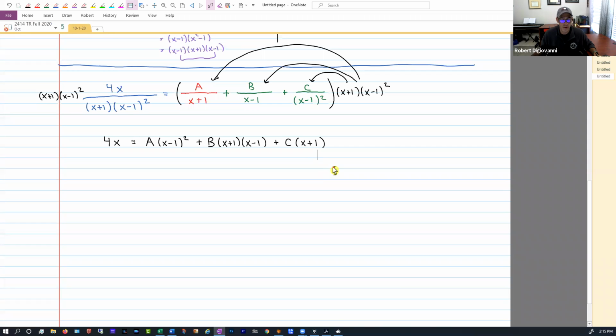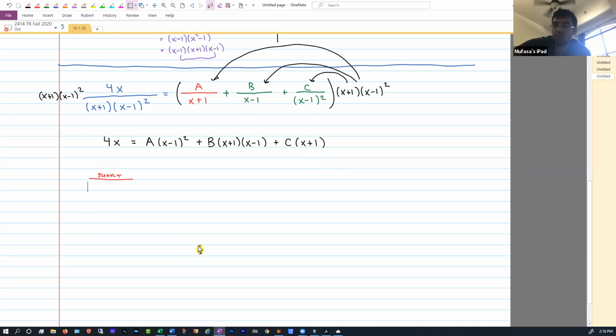Let's try the short method. Let's try and get A. How can we get A? Can we let X be something to get A? Yes, we can: negative 1, because this piece here has an X plus 1, this one has X plus 1. So if I let X be negative 1, I'm in business, yes?